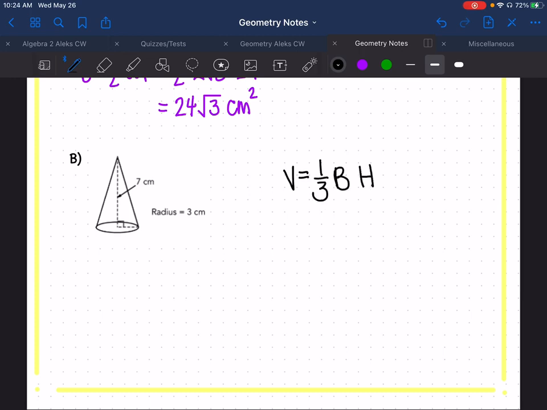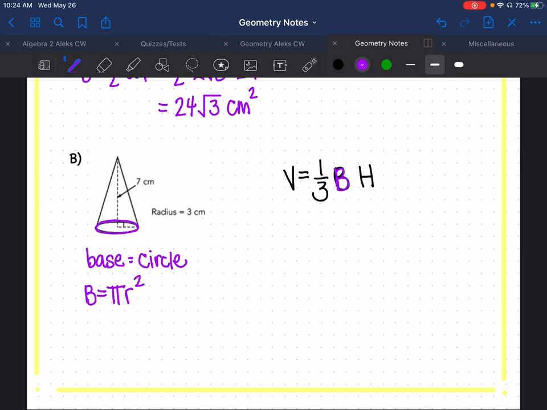There we go. It's the same formula. My base, though, is a circle. So my base is a circle. And the area of my base is pi times the radius squared. Now I have two options at this point. I could actually take that capital B in the formula and change it to pi r squared.